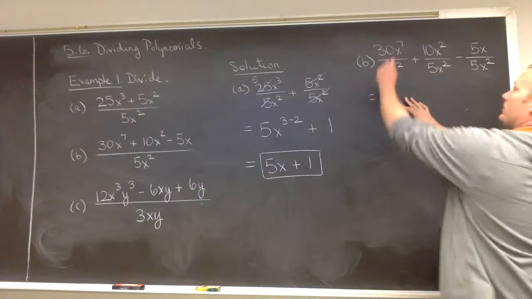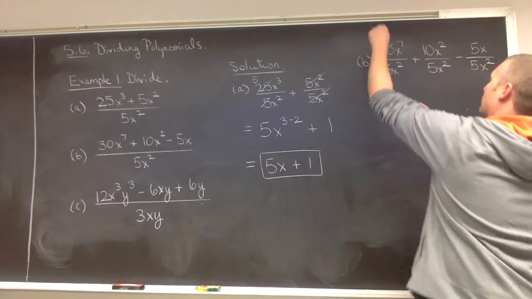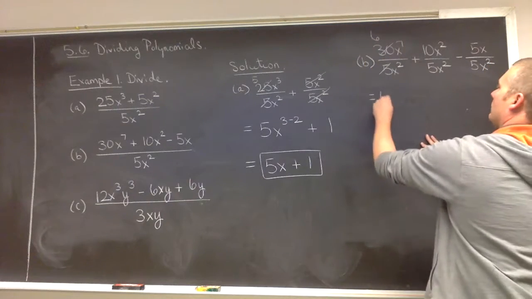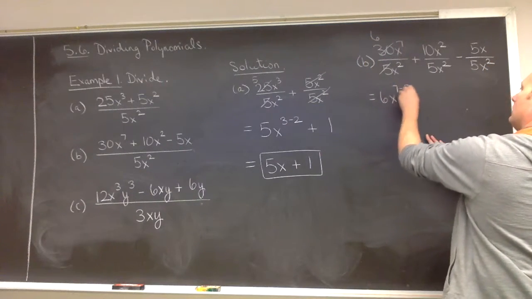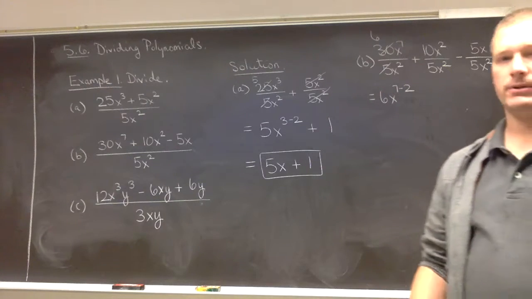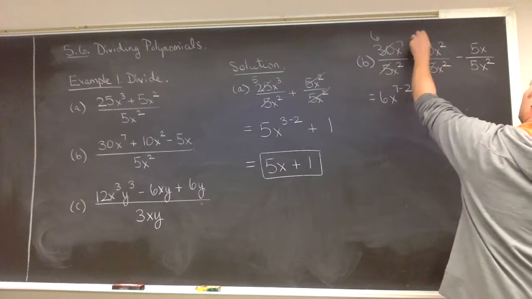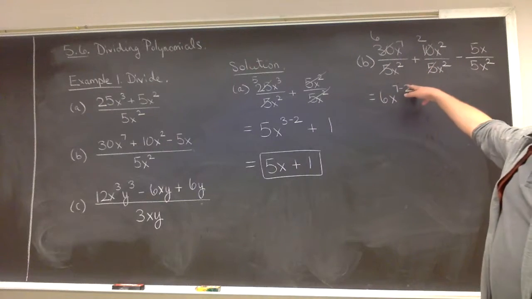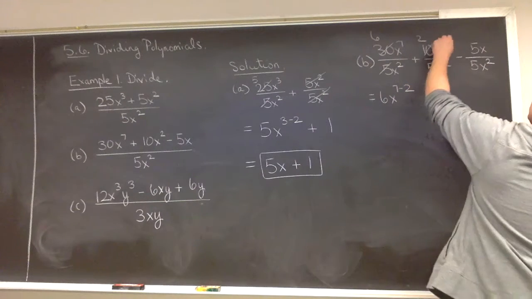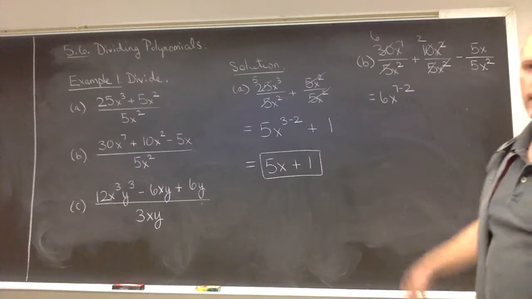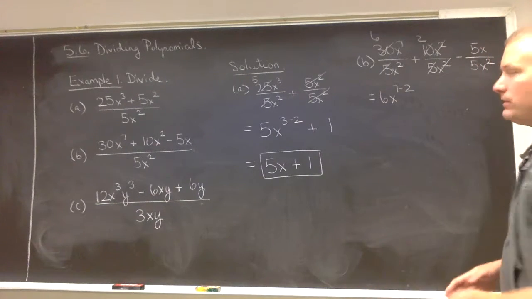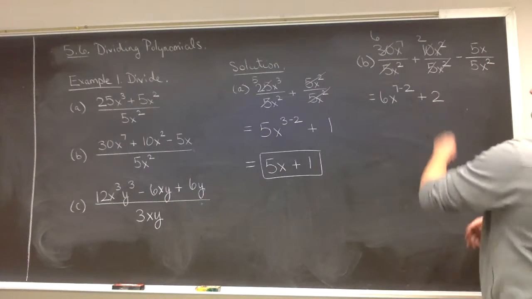30 and 5 cancel, leaving 6. And to do the exponents, I'll do 7 minus 2. 10 and 5 cancel, leaving 2. X squareds cancel completely because they're exactly the same. So I'm left with only 2.